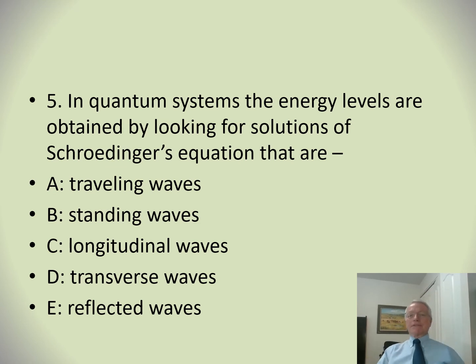In quantum systems, the energy levels are obtained by looking for solutions of Schrodinger's equation that are what? Well, they're standing waves. And those fuzzy electron ball pictures in your chemistry book, when we do the next chapter, chapter 8, I will show you that those are in fact standing waves. Standing waves of what? Standing waves of psi. Schrodinger's mysterious waviness property. Those pictures in your chemistry books are standing waves of psi.